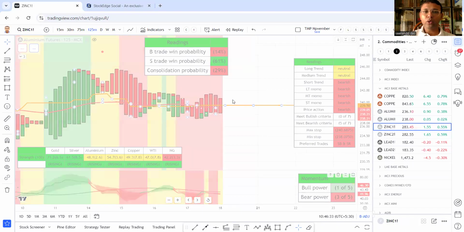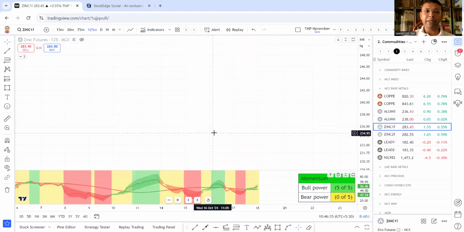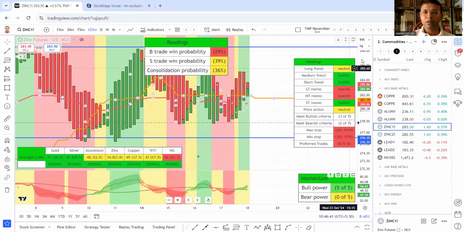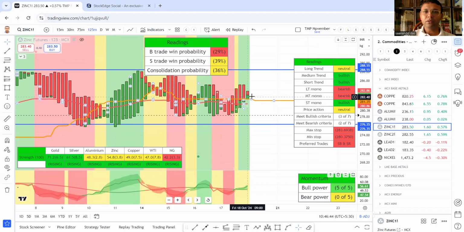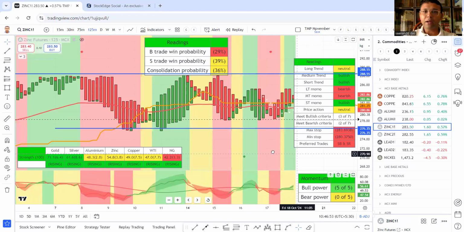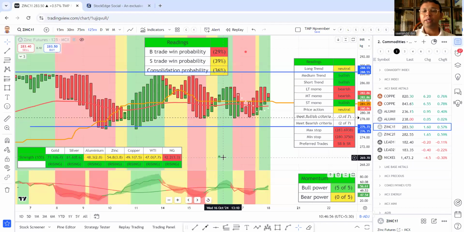Next, we are taking a look at zinc. Once again, another mixed market trying to make a comeback. Zinc, a mixed candle, so we can't go long yet. We'll have to wait patiently for the signal. For that, you can place the rainbow buy alert. Once the buy alert is hit, then only we'll think about if anything can be done on this or not.